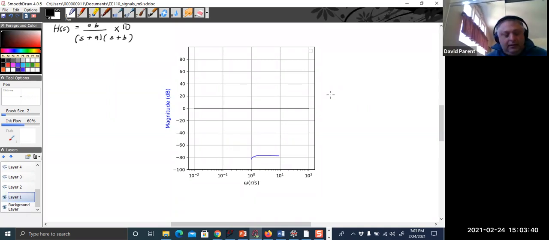And like I said, there's so many permutations that I can't do every one, but I thought I'd do one you might see on the midterm. All right. They get a bit involved. So we're going to do the magnitude and the phase. And so we have H of s equals a times b divided by s plus a times s plus b.